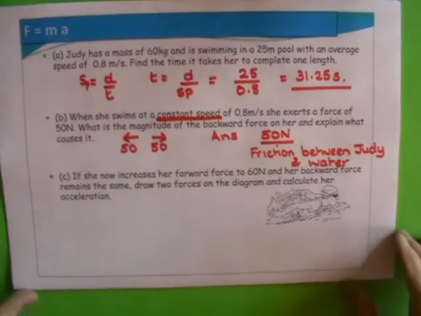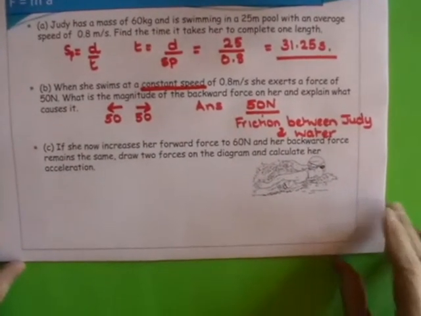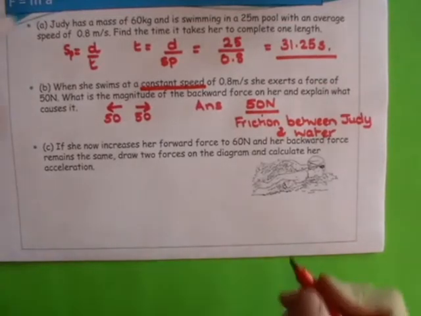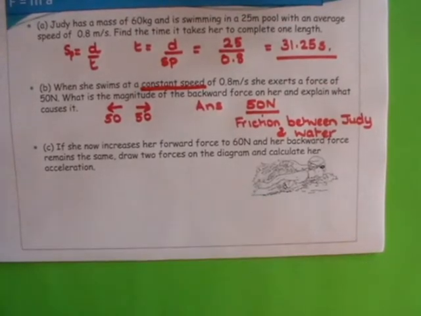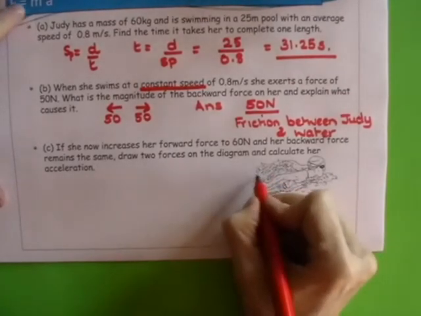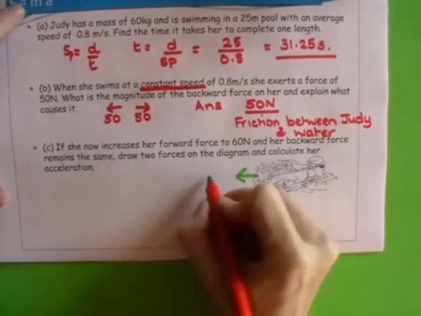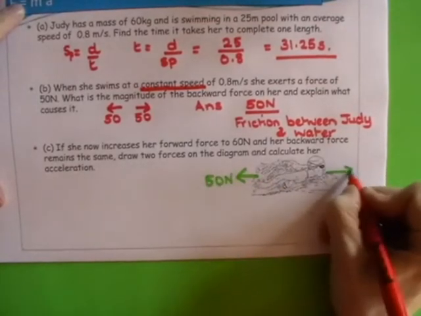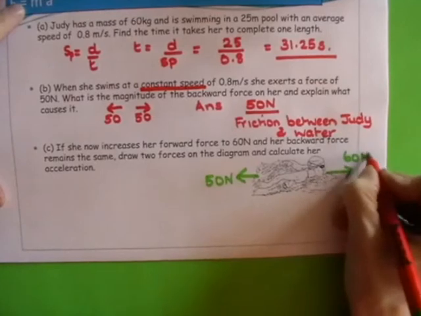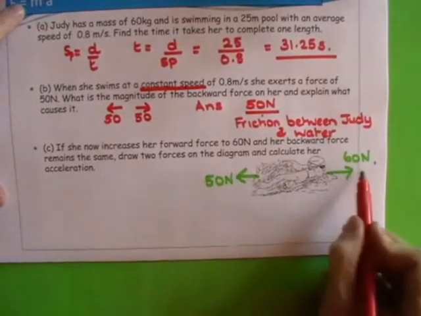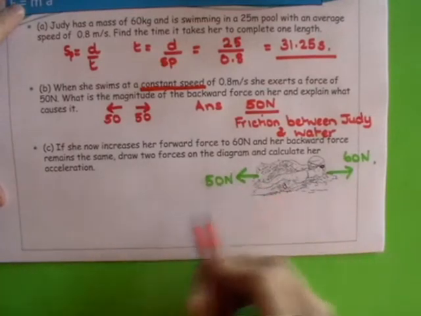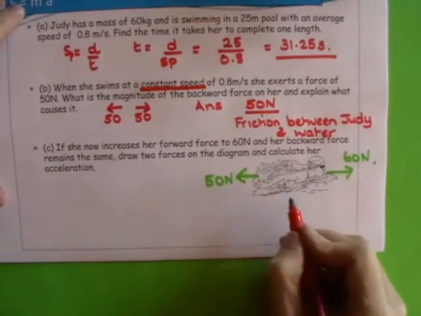Last part of the question, if she now increases her forward force to 60 newtons and her backward force remains the same. So we're going to draw that in. It says, first of all, draw the two forces on the diagram and calculate her acceleration. So backward she has a force of 50 newtons, and forward she has a force of 60. Now her resultant force then is 60 take away 50.